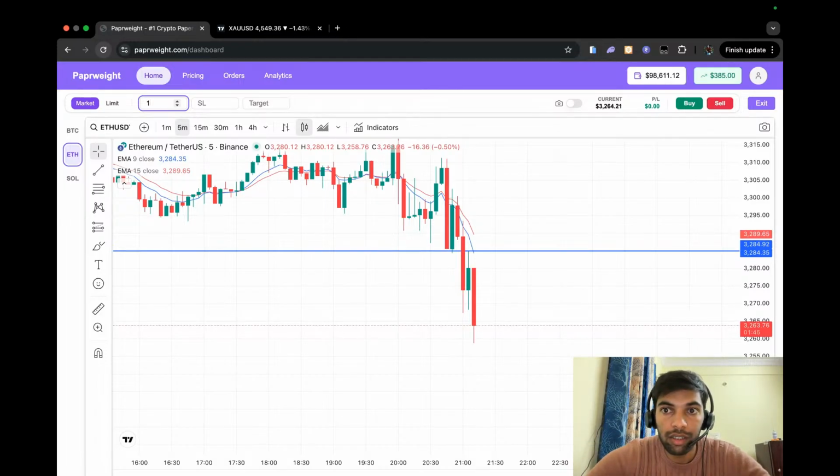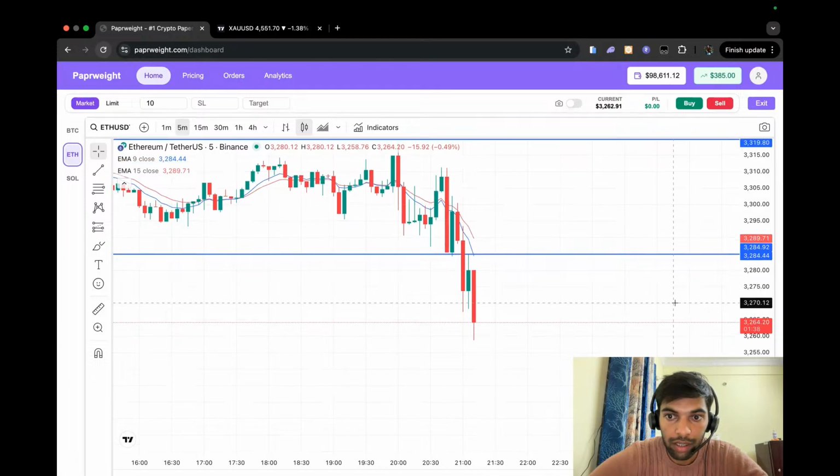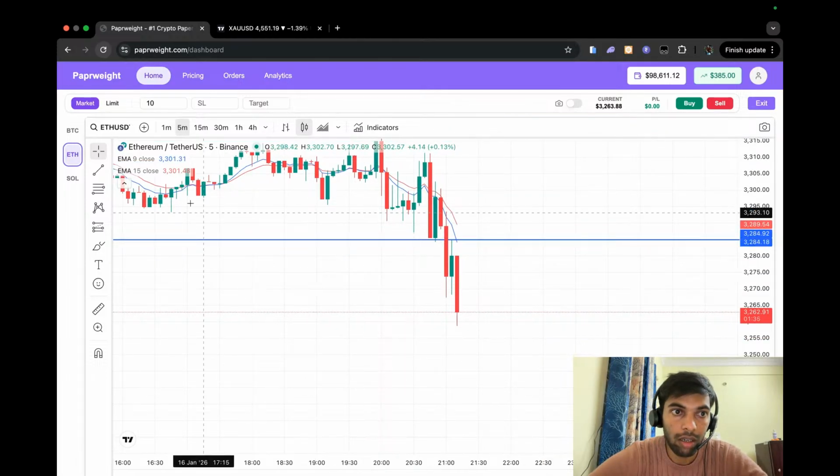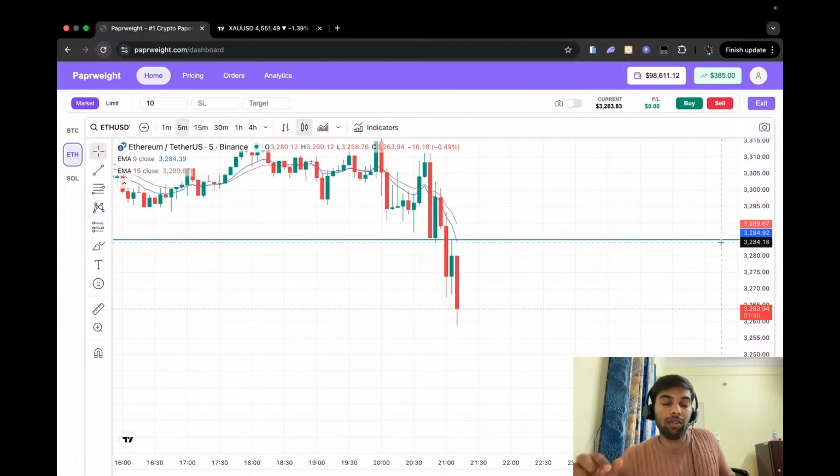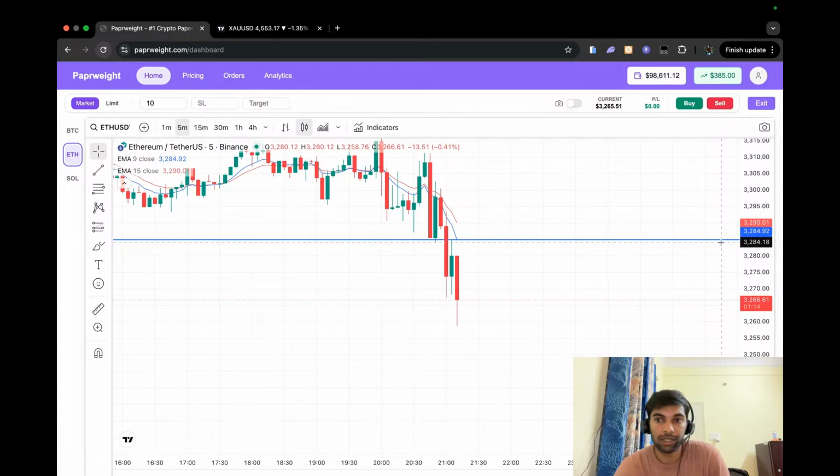We can try with one lot, 10 lots. Then later on we can increase it. But we can try trading with a small size. Let's wait for the candle to close. Later on we'll add quantity. But if you find that the trade is a bit risky, then you can just decrease the lot size. That's how you can approach the trade.